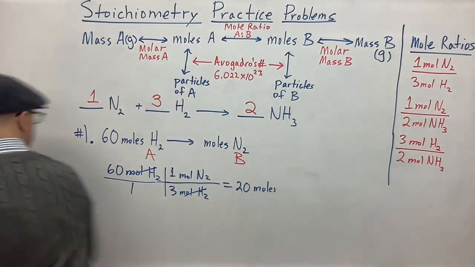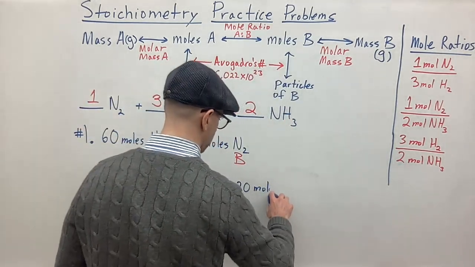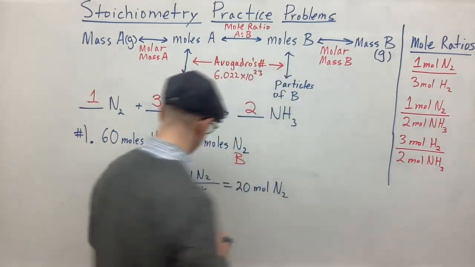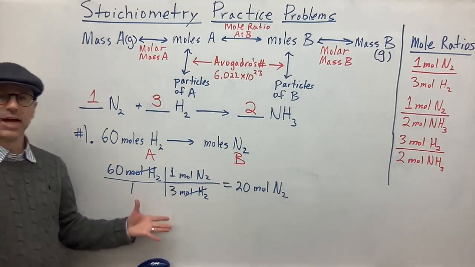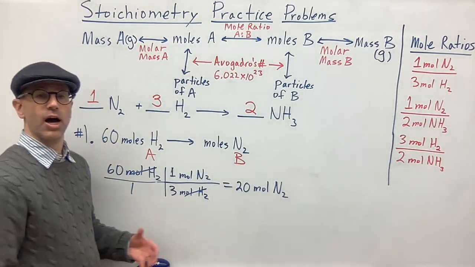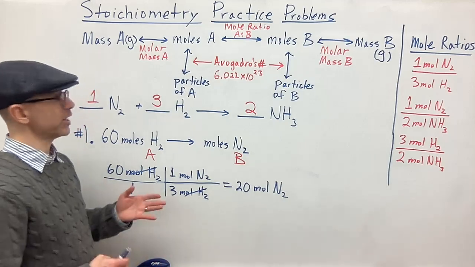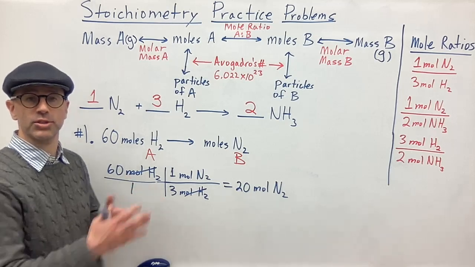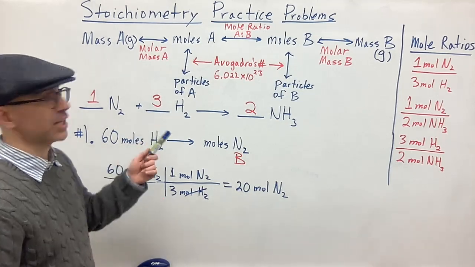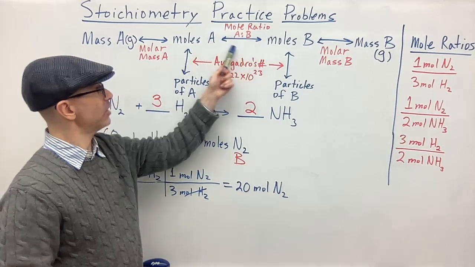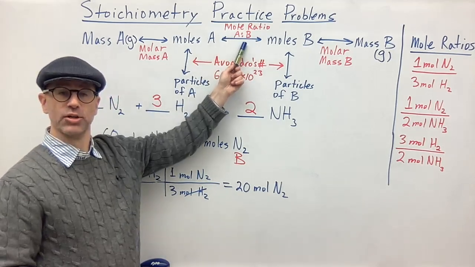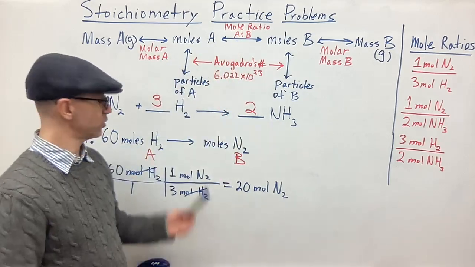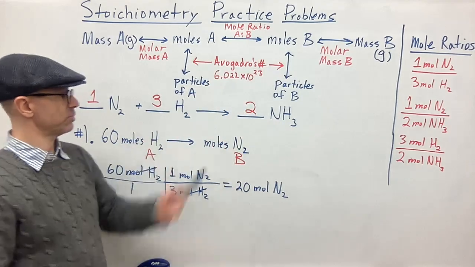We'll abbreviate it. You only need 20 moles of N2. So that's how you go about using stoichiometry. Remember, stoichiometry is where you're using a balanced equation to convert from one substance to another. And that's because the balanced equation gives you the mole ratio. Without the mole ratio, you can't convert from one substance to another. So this is why the balanced equation here is important.